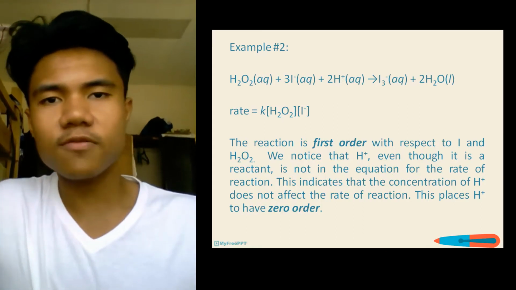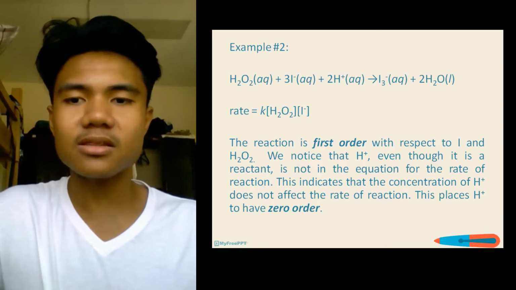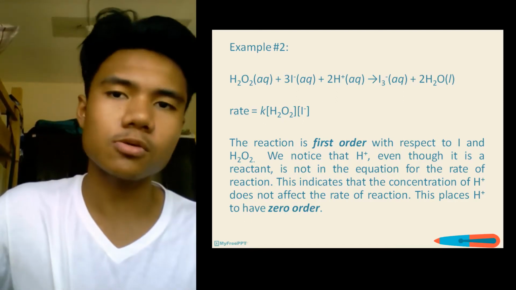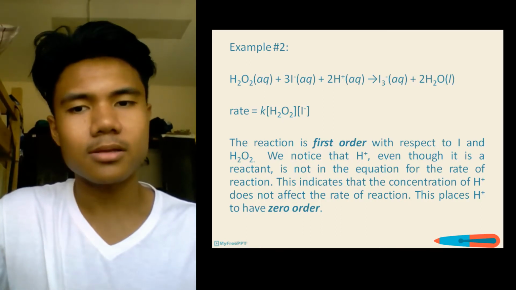So we just look at the coefficients of the reactants in the equation, really. 1, 1, and then the overall reaction is 2 because 1 plus 1 is 2. And then H plus is non-existent there, but it's there. It's 1. It's raised to 0.